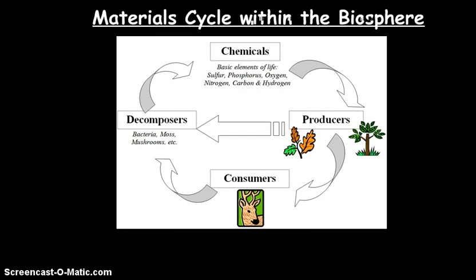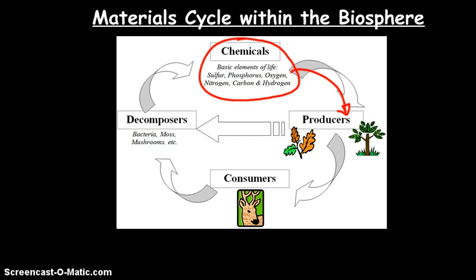So here is now what happens in the biosphere. The biosphere is what we're really worried about. So how do the living things use it? Here are our chemicals at the top here. That's our basic elements of life, the carbon, hydrogen, oxygen, nitrogen, phosphorus, sulfur piece. And they get taken in by the producers, and the producers then move that forward.